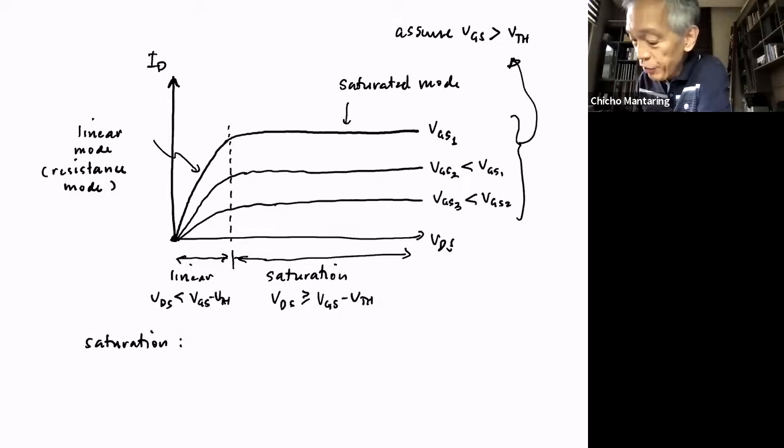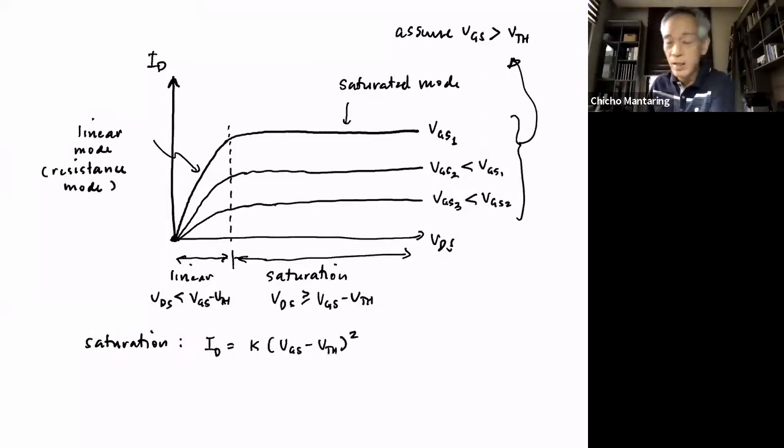And in fact, I sub D is equal to a constant K times (VGS minus VTH) squared. That is going to be the value of I sub D. It's almost constant. It's not dependent on VDS. It's going to be a constant K times (VGS minus VTH) squared.